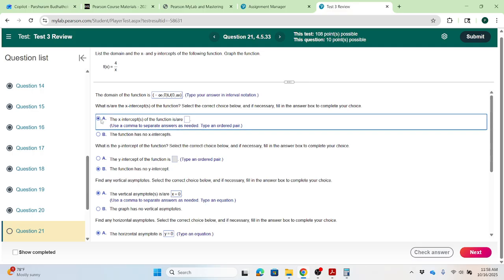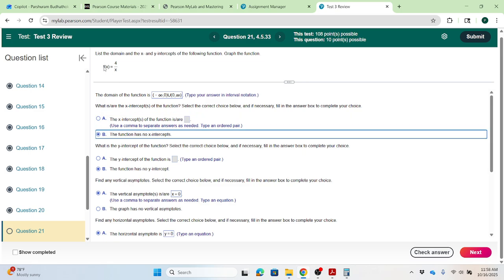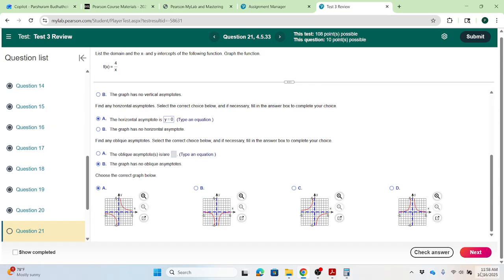The x-intercepts: x-intercept means when the function is 0, there is no way you can solve it, so there is no x-intercept.